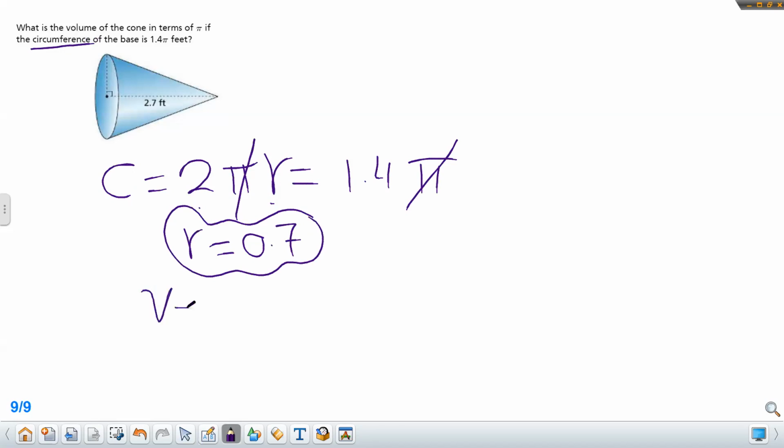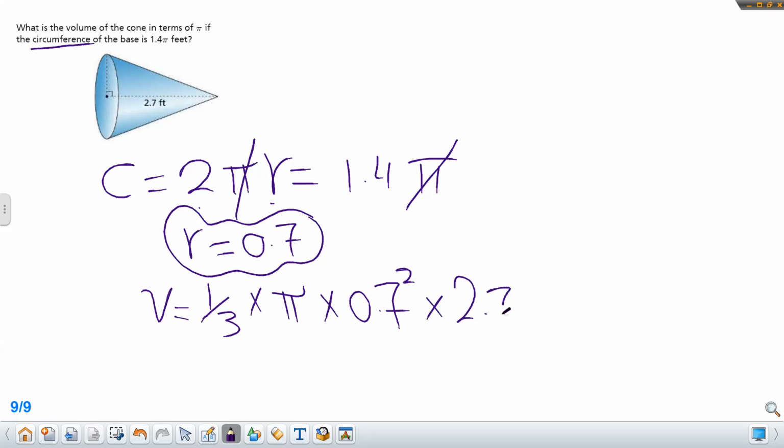If the radius equals 0.7, how to find the volume? Yes, sure. Volume of the cone equals 1 over 3 pi r square height. So 1 over 3 times pi times radius power 2, which is 0.7 power 2, times height, which is 2.7. Then you can evaluate it: 1 over 3 times 0.7 power 2 times 2.7. It will be 0.441. Then put pi.